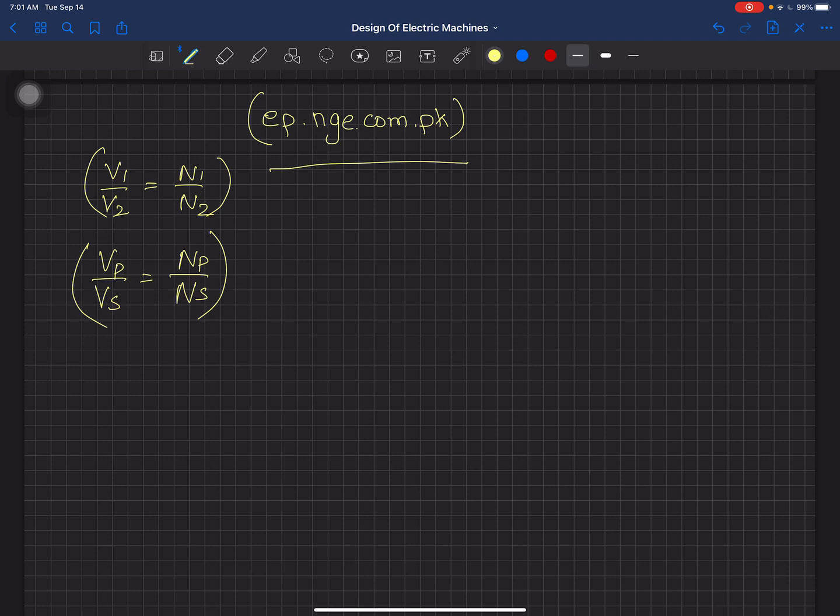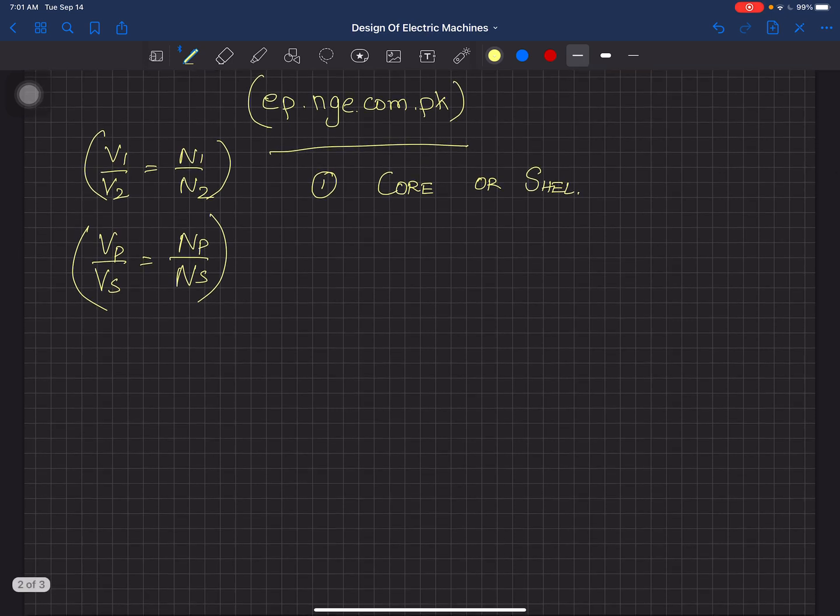The first question is: what is the difference between the core type and the shell type? This is a normal question that is asked every time: what is the difference between a core type and a shell type? Shell type has an L over here. Now, when I'm talking about the core type or the shell type, I'm supposedly talking more about the single phase type.